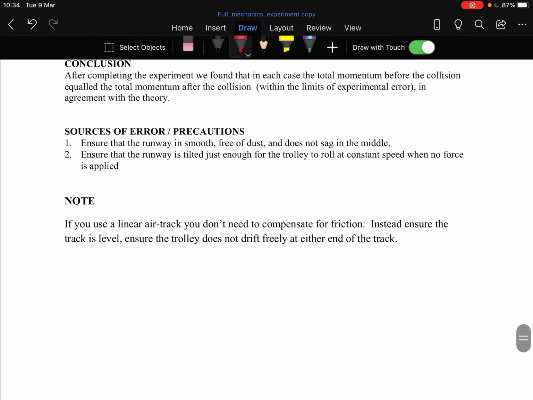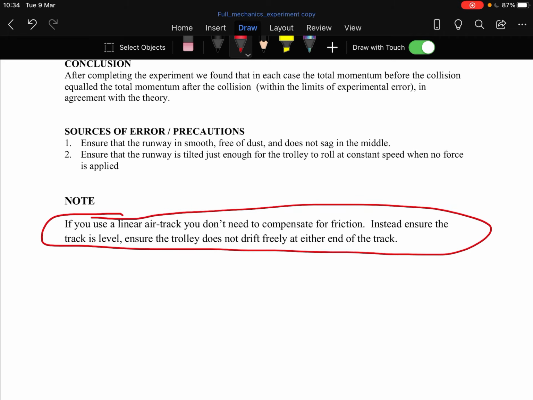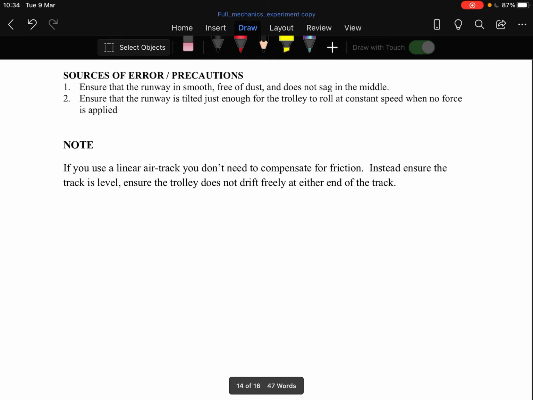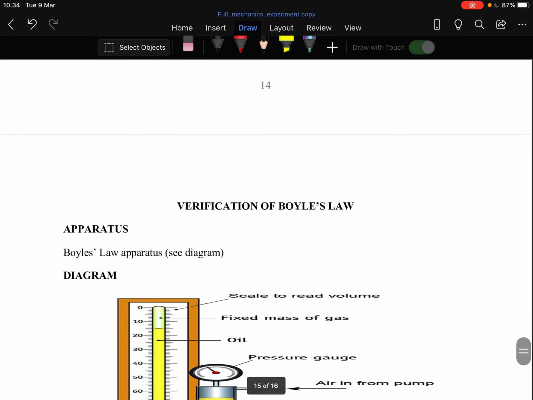Sources of error. The usual: runway is free of dust and tilted. And then they might ask, before they asked if it was an air track, okay? So they said, well, in that case, you don't have to account for friction, okay? Now, I have an air track, actually, and it's handy to use, but it's not great. The light gates don't work.